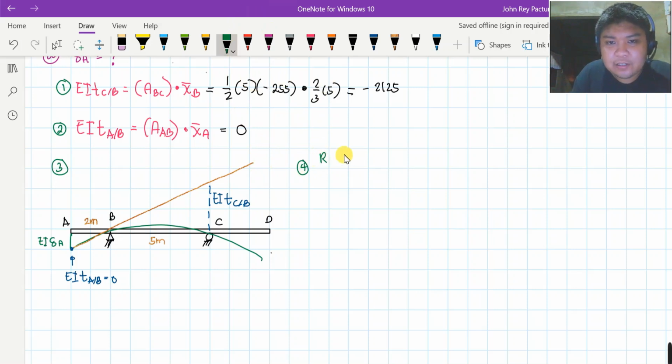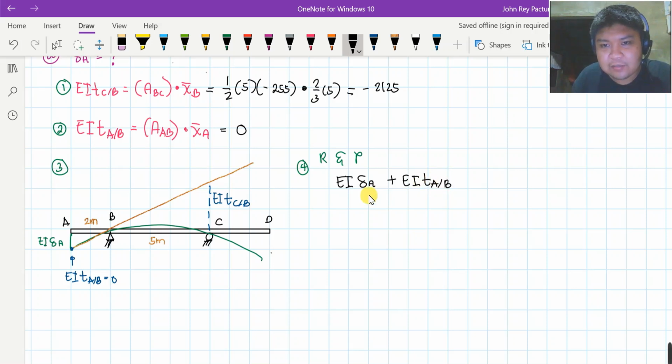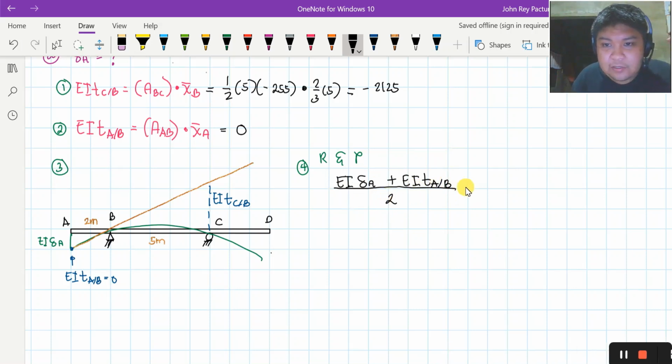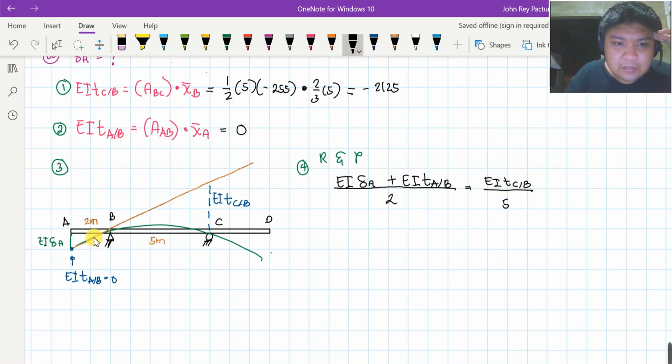So, for the step 4, ratio and proportion, pwede ko na lang ilagay, class, as EI, deflection at A. Supposed to be, sige na lang tuloy, ilagay ko na lang as EI, deviation at A with respect sa B. Pero alam niyo naman nga na 0 na to. But for the purpose of formality, sige na ilagay natin kasi sayang din naman. Divided by 2 is equal to yung EI, deviation ng C with respect sa B, divided by 5. Okay? So, tama ba? Yes.